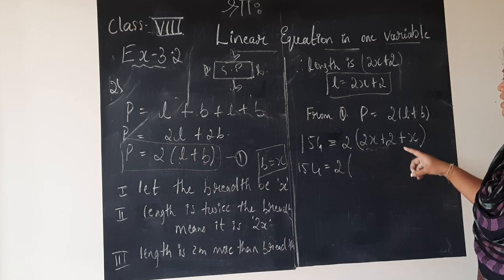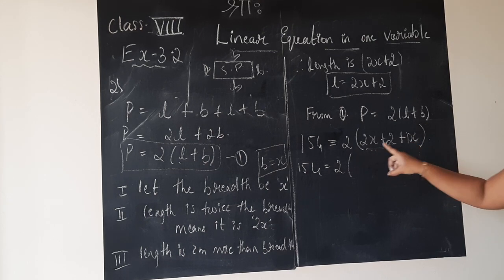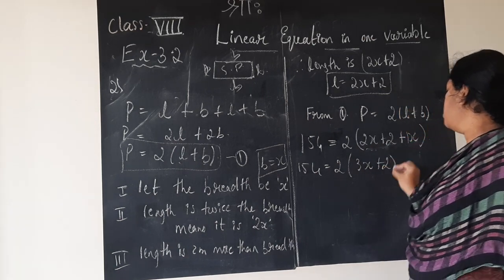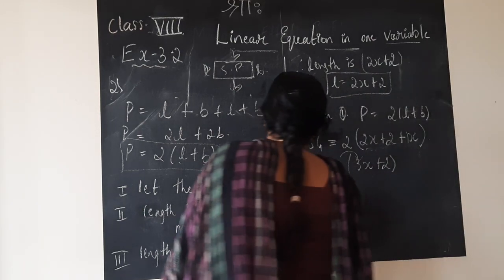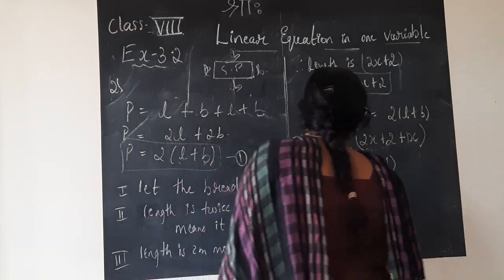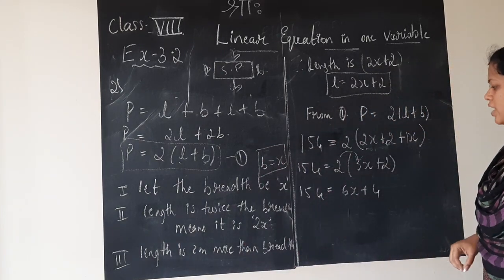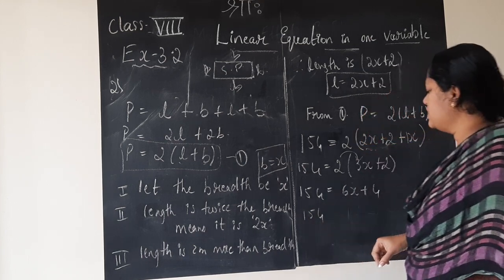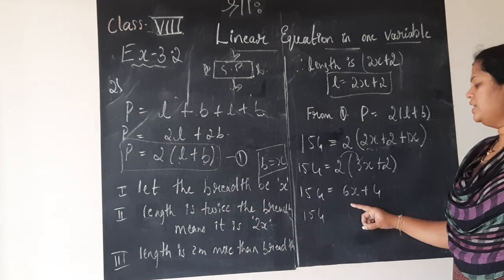I have 2x and one more term with x. If only x is there, it is understood as 1x. So it is like 2x plus 1x, which is 3x, plus 2 as it is. Next step, multiply the 2 inside. 154 is equal to 2 3s are 6x plus 2 2s are 4. Now this 154 I will keep as it is.